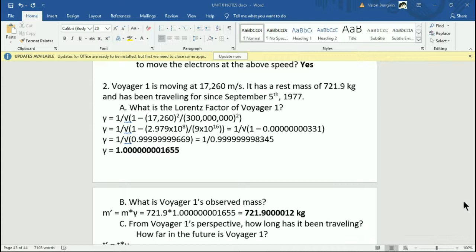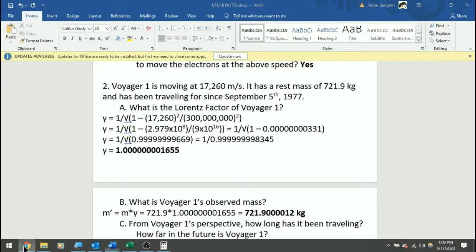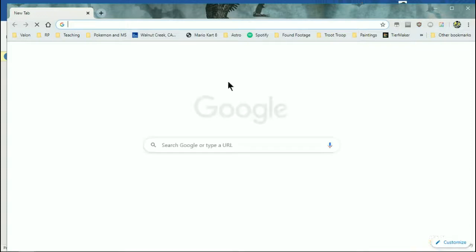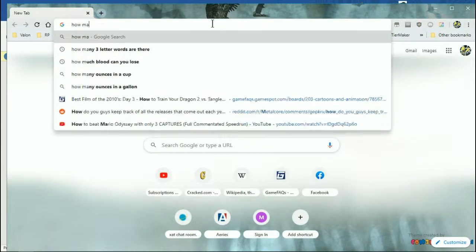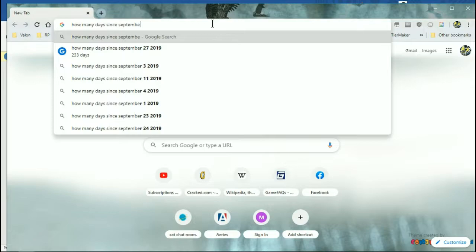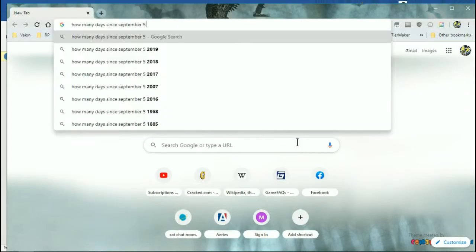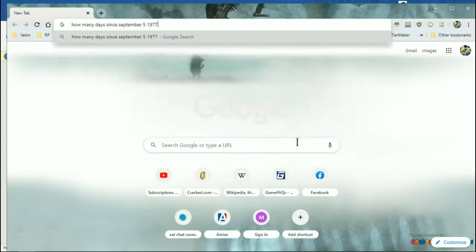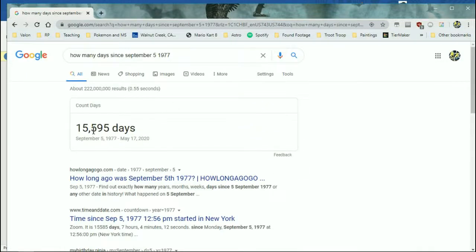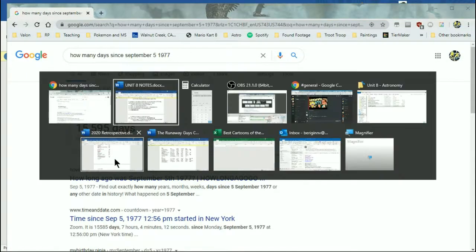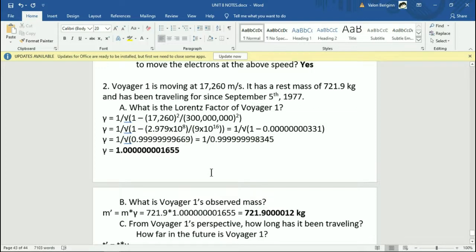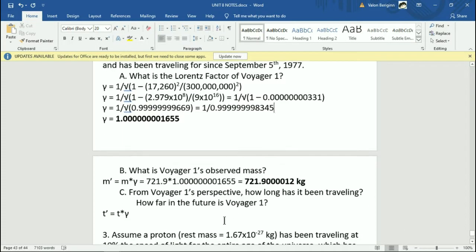So t prime is how much time has it been since... oh, I know my storage space is low. Let's see. How many days since September? I think the first option on there was the beginning of quarantine. That's actually kind of funny. Okay, September 5th, 1977. If you do this, it'll just spit out a number for you: 15,595 days. Well, when you filled out this worksheet last week, it would have been a few less days, but it's not going to make much of a difference.